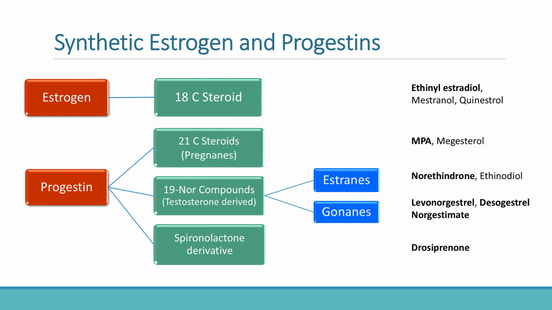Gonanes such as levonorgestrel and desogestrel are more potent and generally better tolerated. Drospirenone is particularly interesting because it is derived from spironolactone and possesses anti-mineralocorticoid and anti-androgenic properties. This classification is clinically important because different progestins produce different metabolic and androgenic adverse effect profiles.